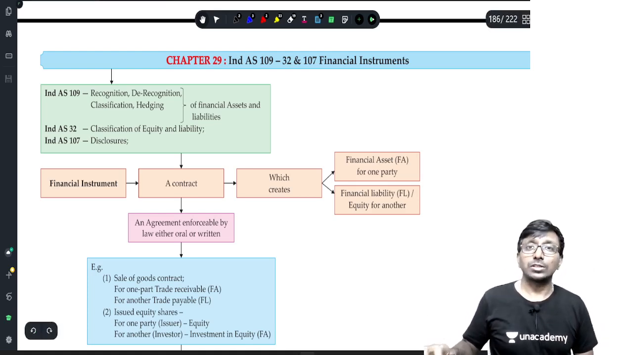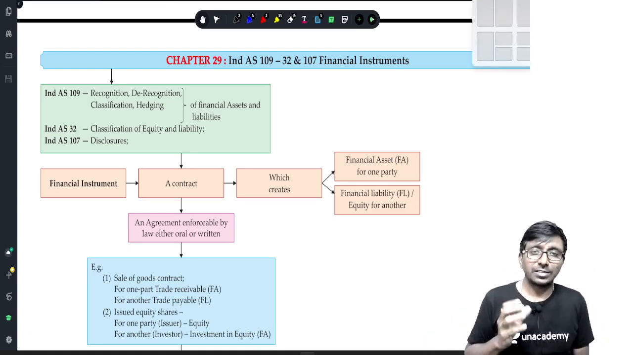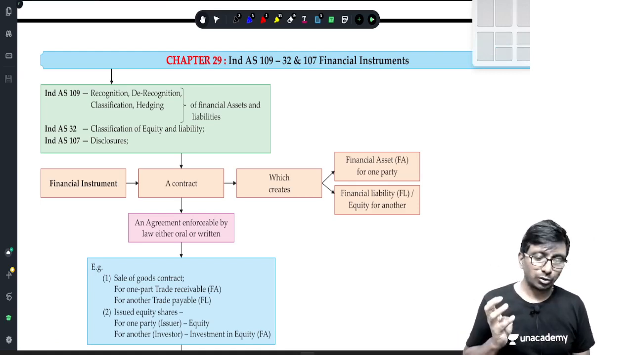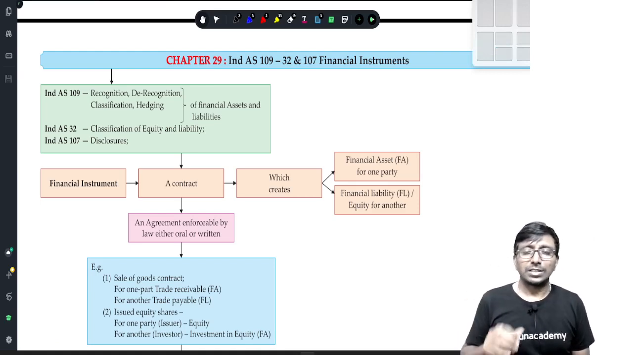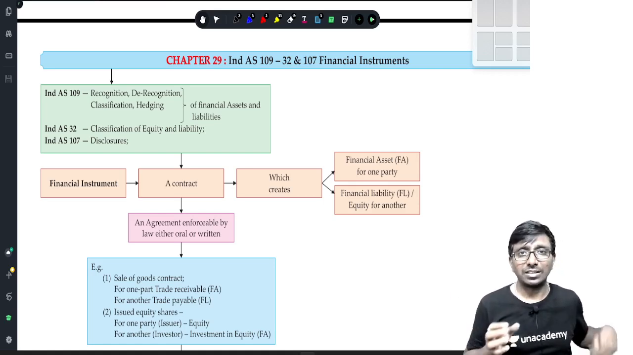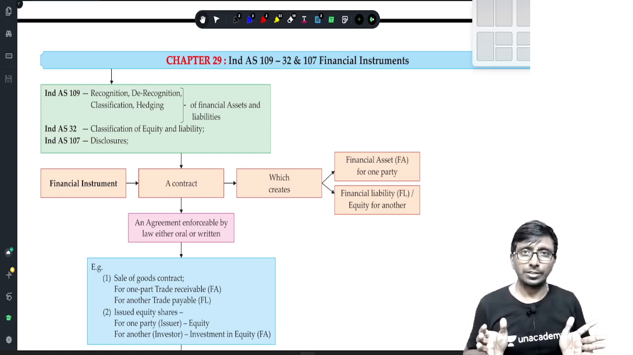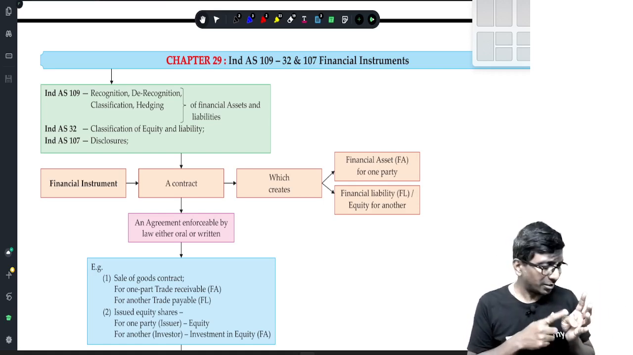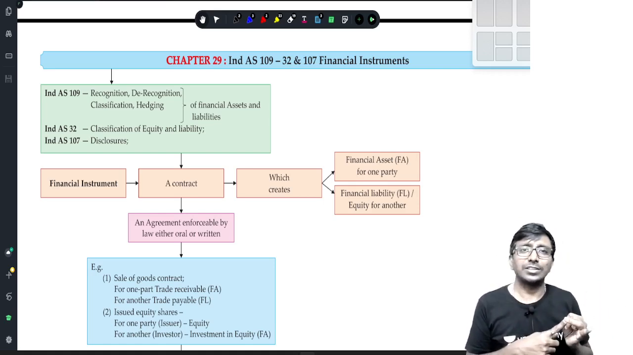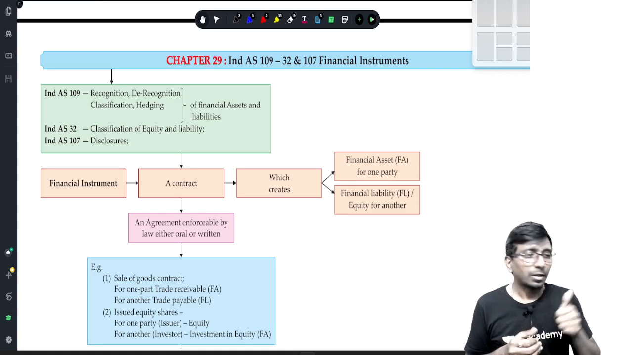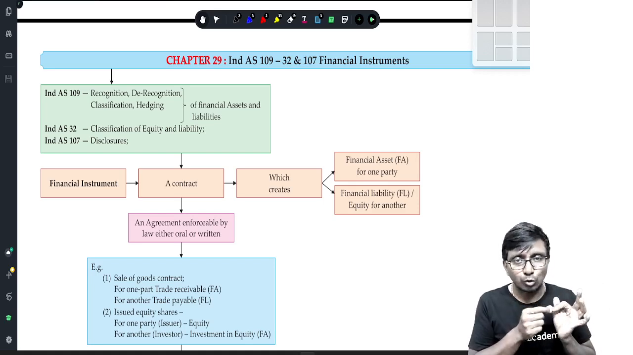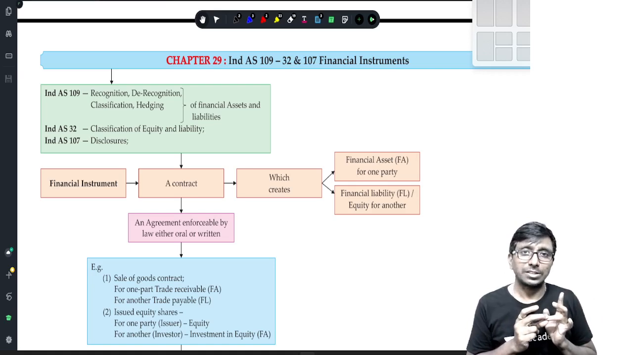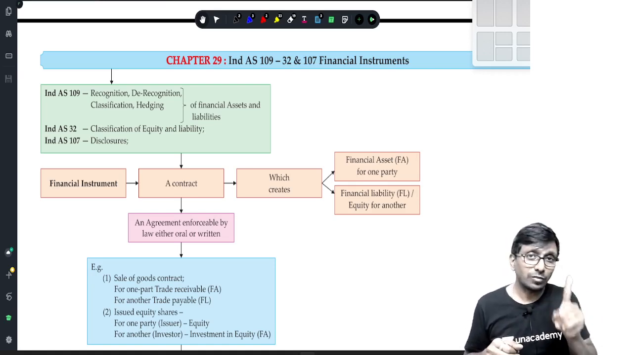So let's focus on today's matter, which is in Ind AS 109, Ind AS 32 and Ind AS 107. All three standards talk about financial instruments. Generally, in any other standard, Ind AS 2, Ind AS 7, Ind AS 16, whichever you take, the objective, scope, definitions, recognition, measurement, presentation and disclosure are part and parcel of one standard.